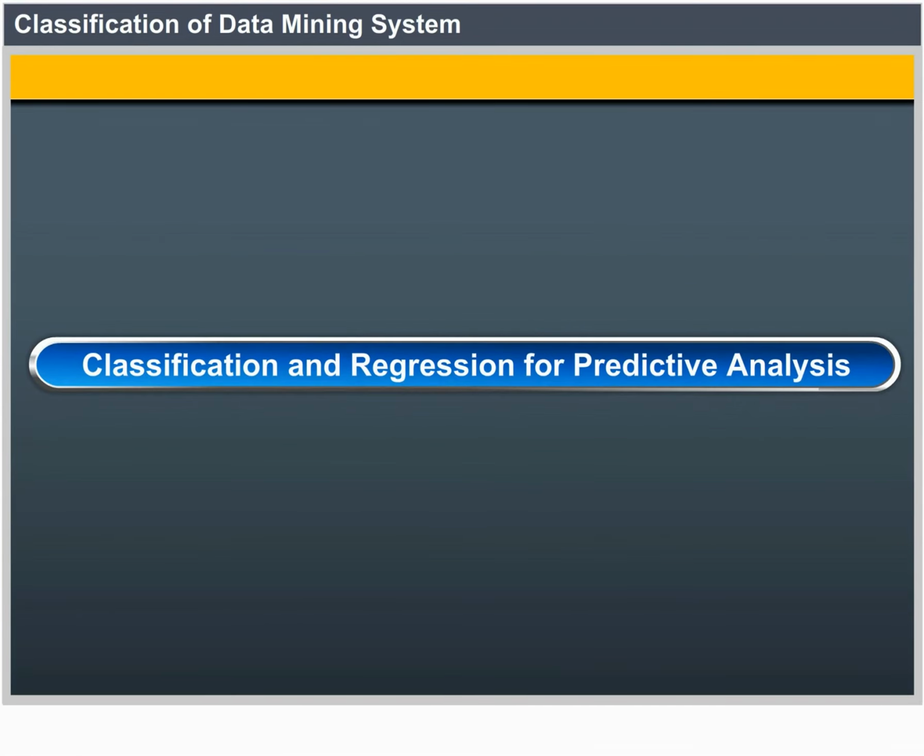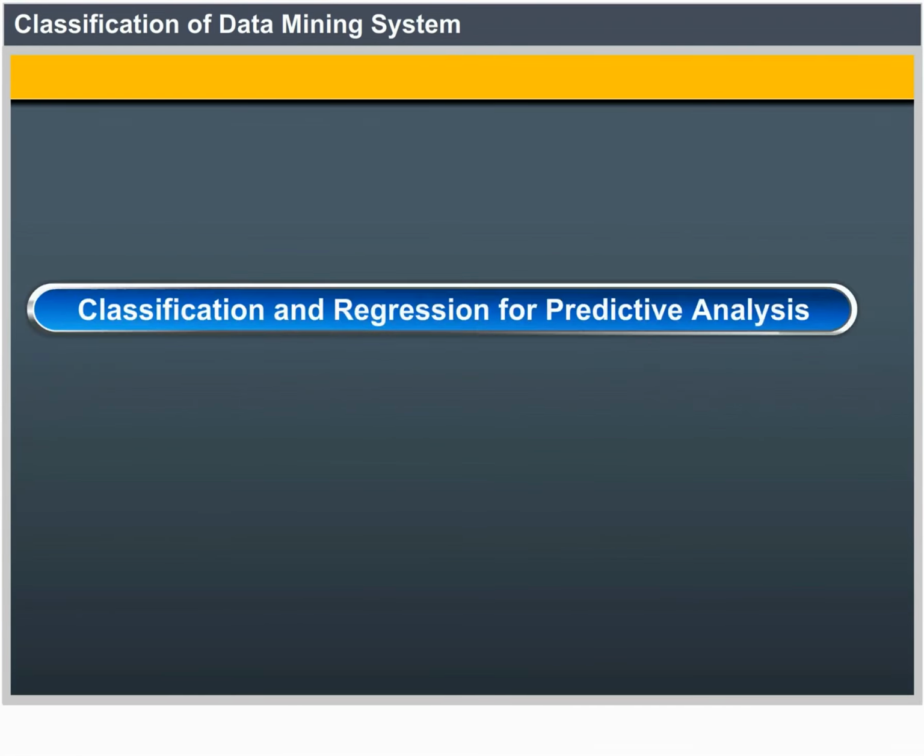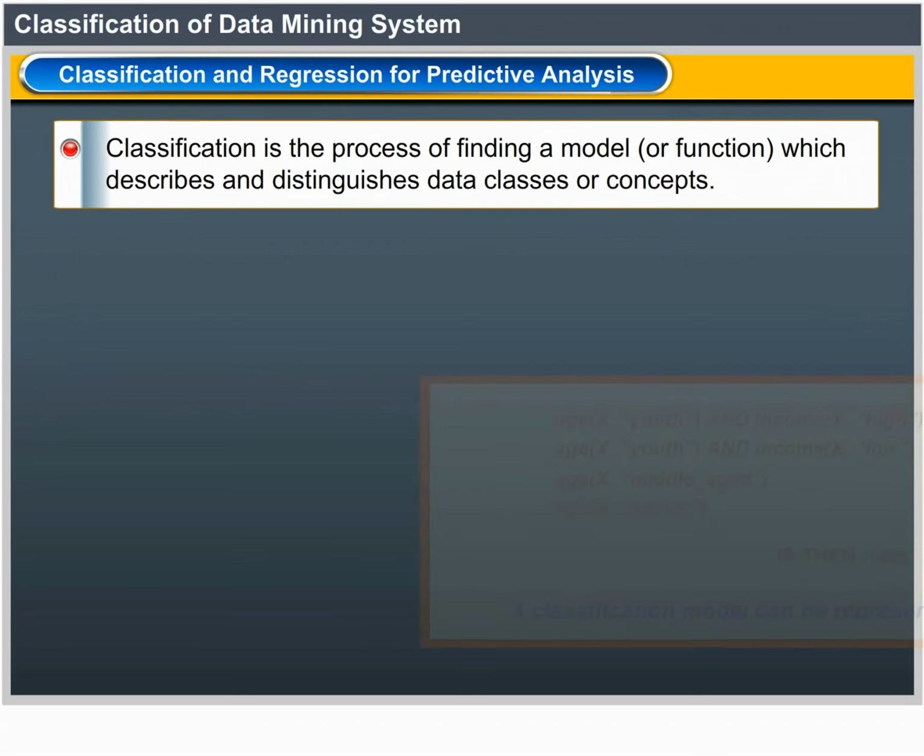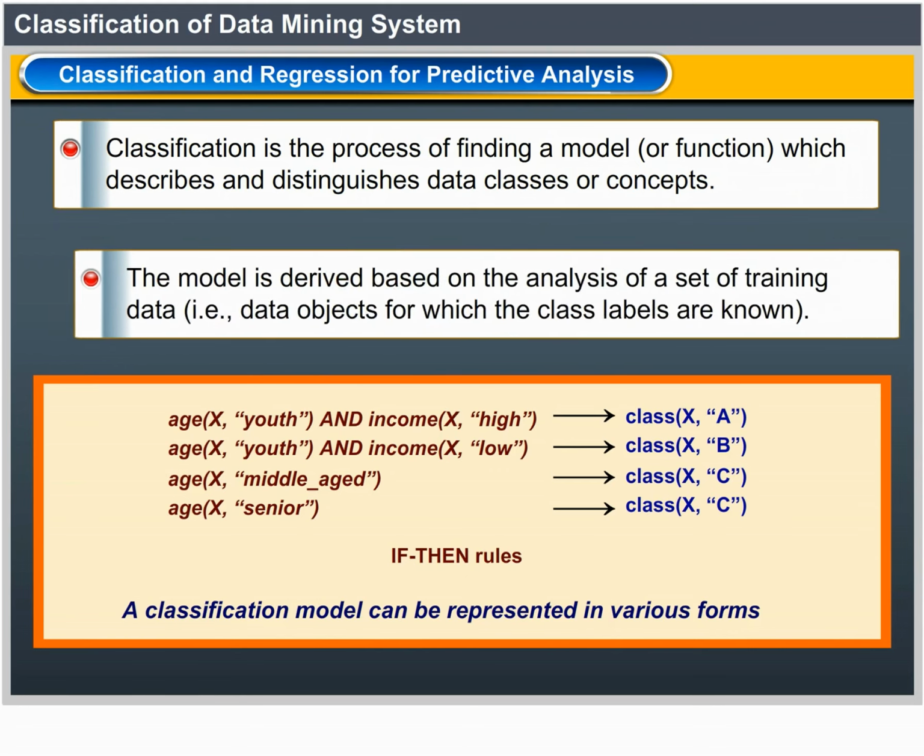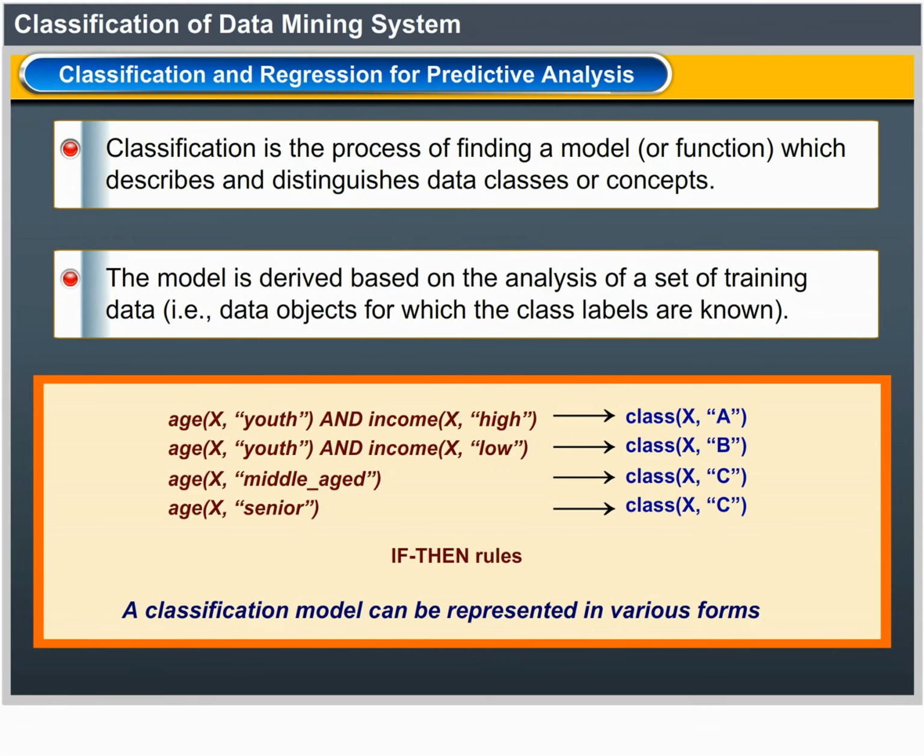Classification and regression for predictive analysis. Classification is the process of finding a model or function that describes and distinguishes data classes or concepts. The models are derived based on the analysis of a set of training data, that is, data objects for which the class label is unknown.